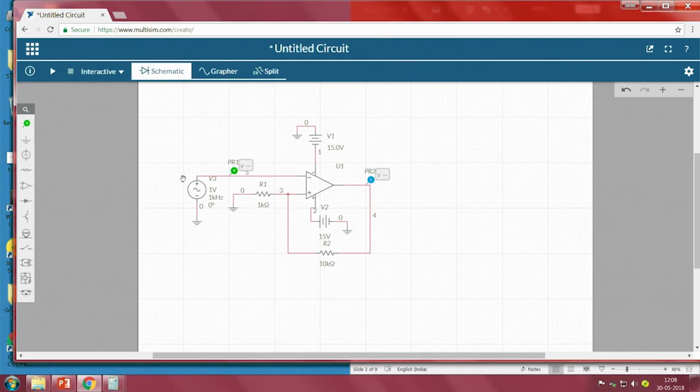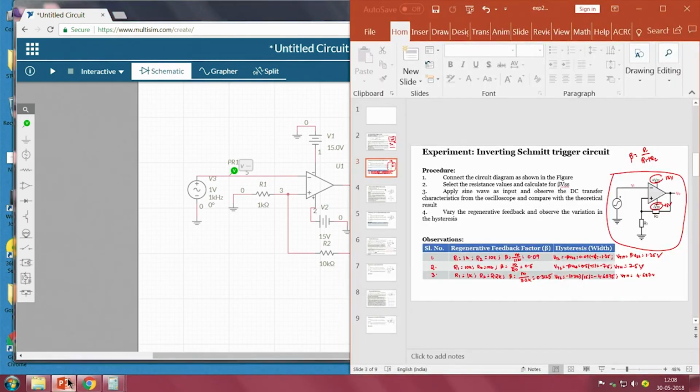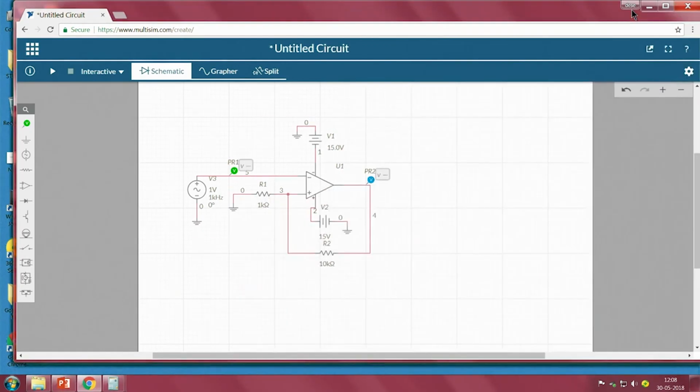Now, what input voltage value do we have to apply to the system in order to see the change in the output? Since the resistances that we have set are 1K and 10K, for these resistances the upper threshold value is 0.09 and the lower threshold voltage is minus 1.35. So, in order to see that change, the input voltage should be higher than the threshold values, isn't it? So, for that reason I will take a peak value of 2 volts. So, peak to peak is 4 volts, so that we can see the change.